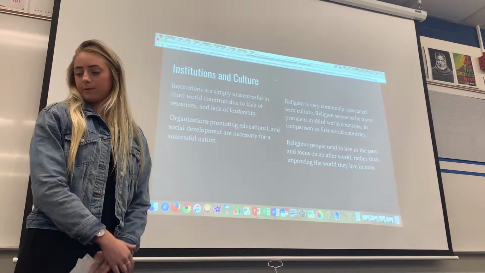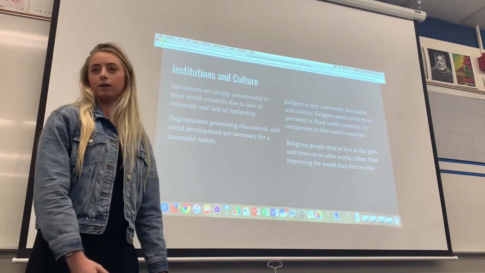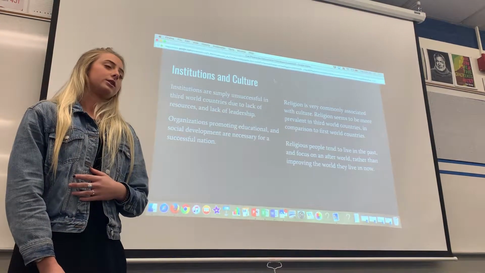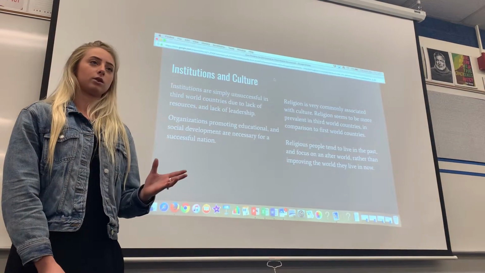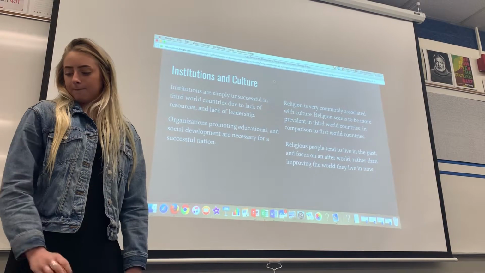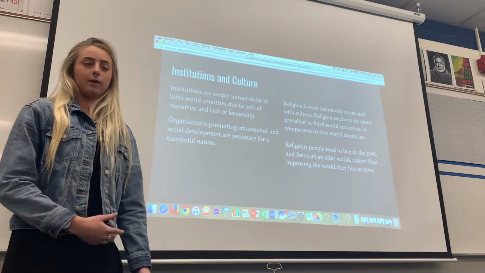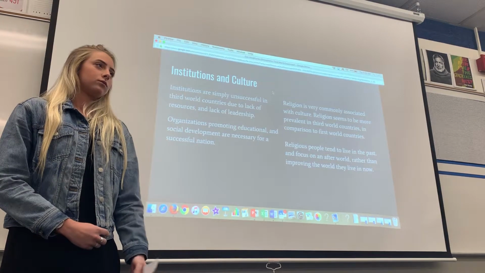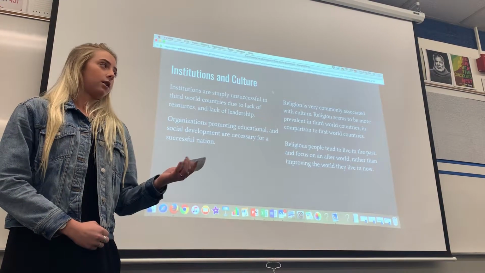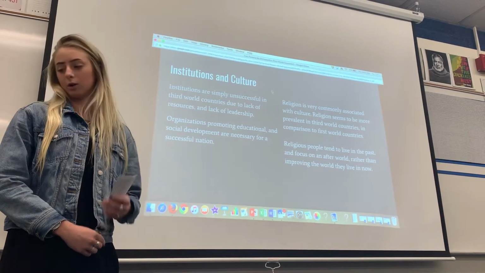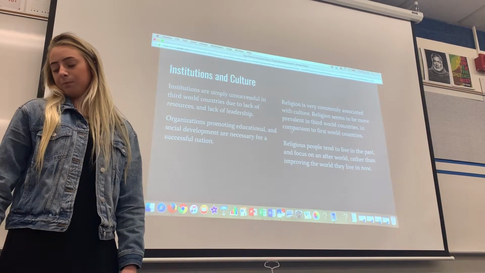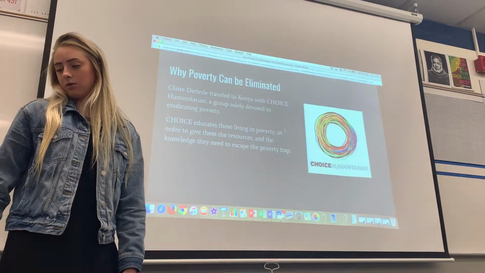And lastly, culture. Religion is very commonly associated with culture, and when you compare third world countries to first world countries, religion is a lot more common in third world countries. Religious people tend to live in the past, and they focus on a future world, an afterworld, rather than focusing on improving the world they live in now.